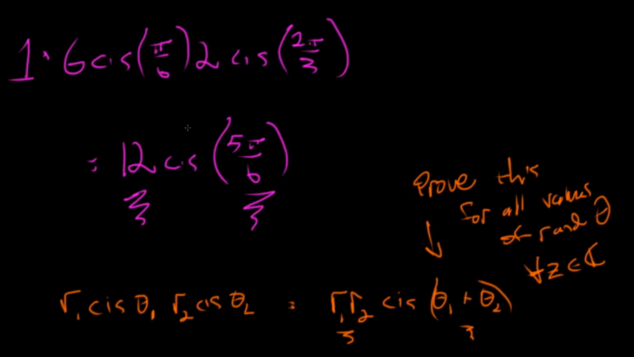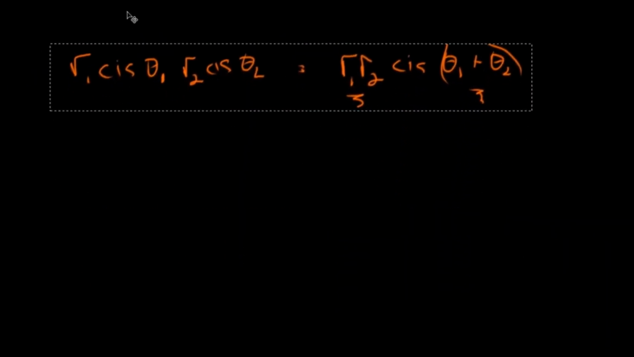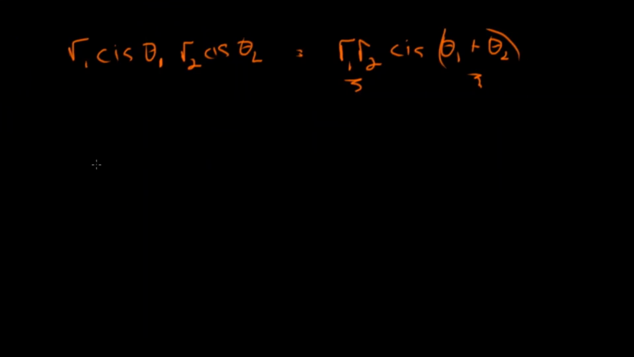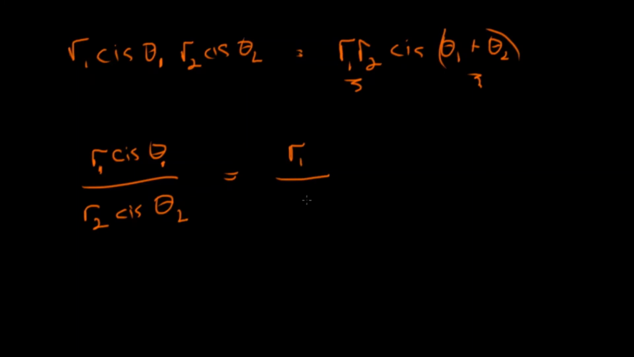I'm also going to leave as an exercise for you guys to prove that dividing two numbers, so if I have r1 cis theta 1, and I divide by r2 cis theta 2, that ends up being the quotient of the two numbers times the cosine of theta 1 minus theta 2 plus i sine of theta 1 minus theta 2. The difference of the two angles. So these are two facts of the polar form of a complex number.